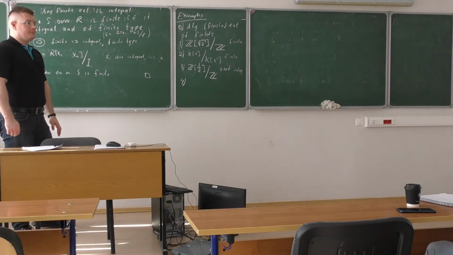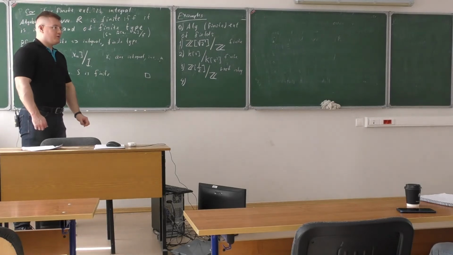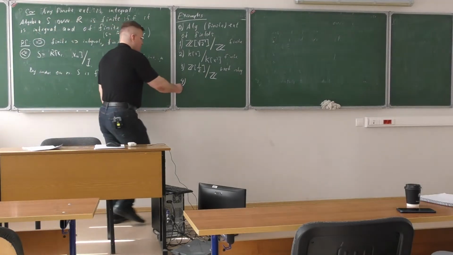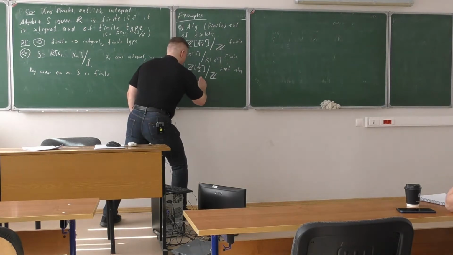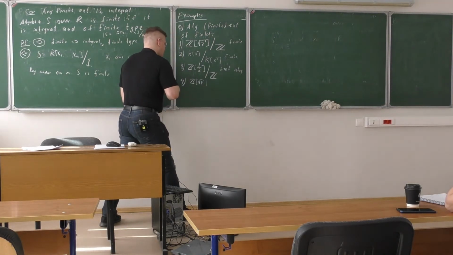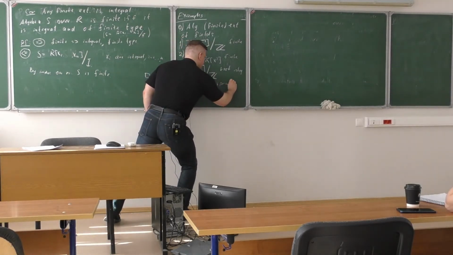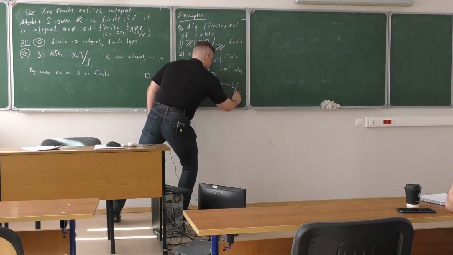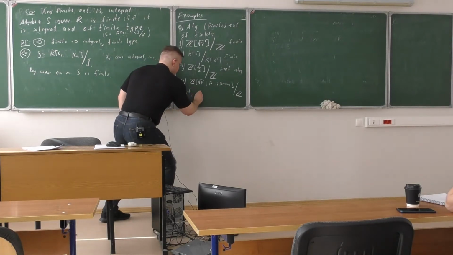Like you take Z and extend it by square roots of all prime numbers. Yes, square roots. Yeah, so you can do this. You join all the square roots of p, where p is prime, and you consider this over Z. So this is integral but not finite.